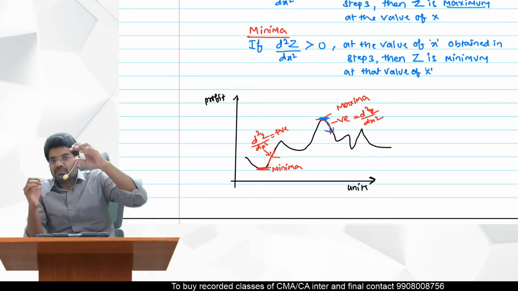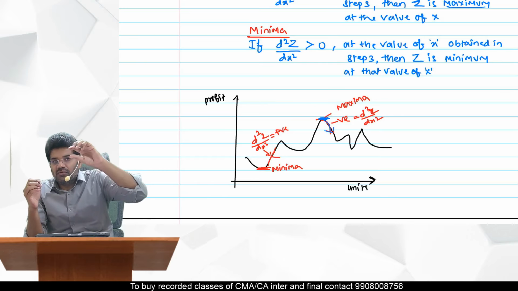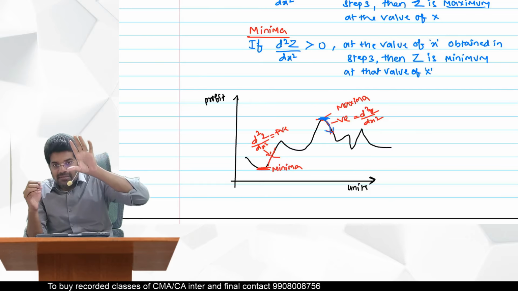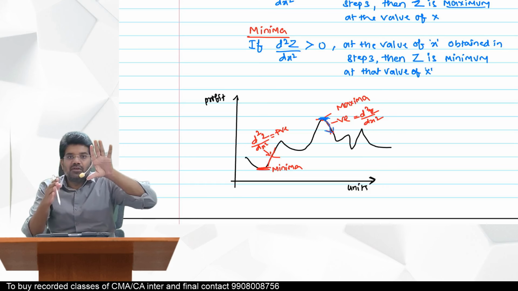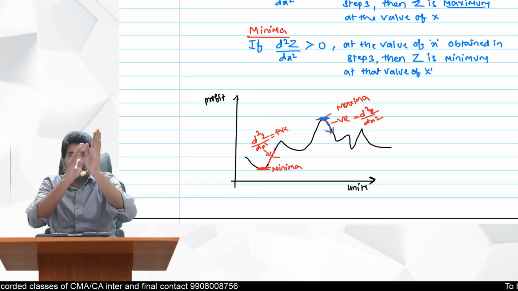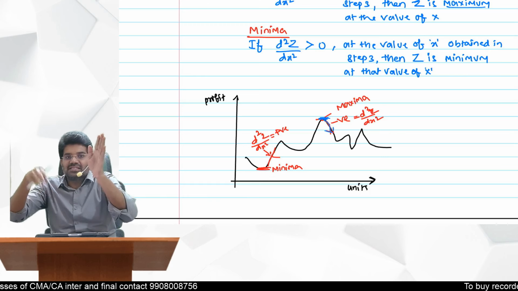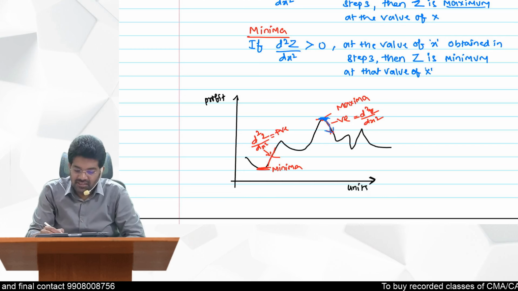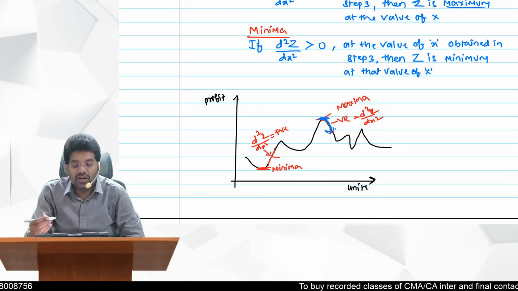So that means what? The point we got, that is really a maximum point only. If you get a negative value, what is the meaning of that? Right after that point, you are getting a negative value, which means there is a turn. So we need to confirm that by doing the second order derivative.